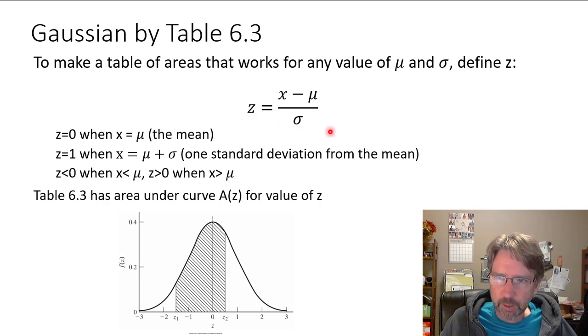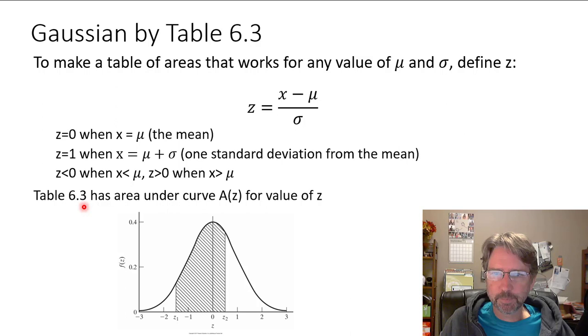Just looking at this equation, we can see that when z equals 0, that's when x equals the mean. So when we have z on the x-axis, the peak is always at z equals 0. Z equals 1 when x is 1 standard deviation above the mean. Z is negative on the left side of the mean and positive on the right side of the mean. And this table we'll look at next.